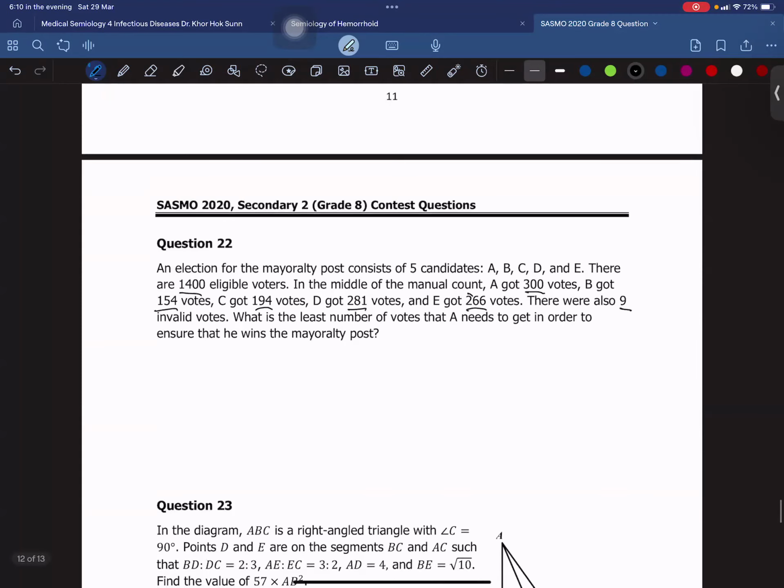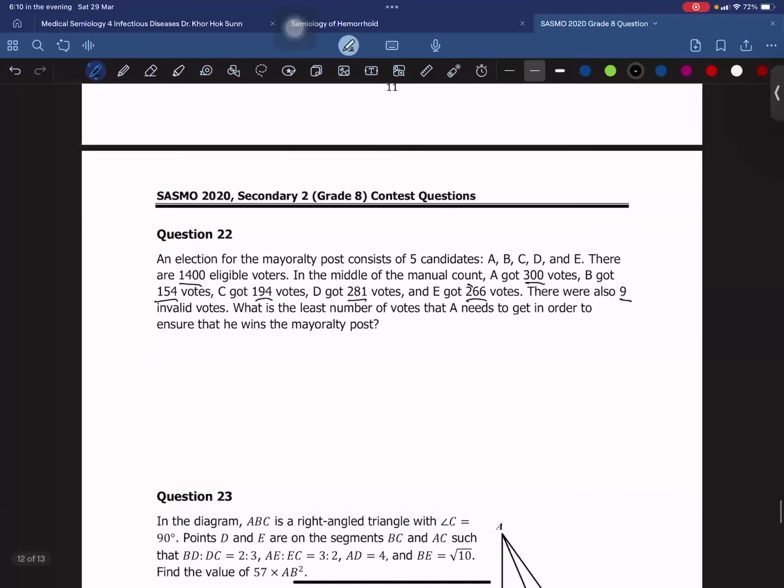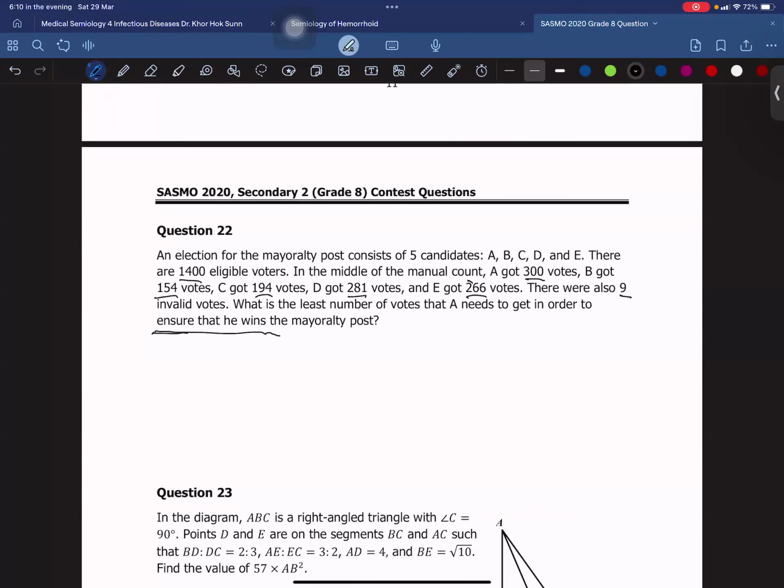Okay, so I think that's 1 minute. The thing that you need to understand is "ensure that he wins the mayoralty post." When it says ensure that, it's in the worst case scenario. Because in the worst case scenario, we can ensure that he's going to win even though it's getting into the worst situation. It's going to be him who is the winner. Do you understand it?